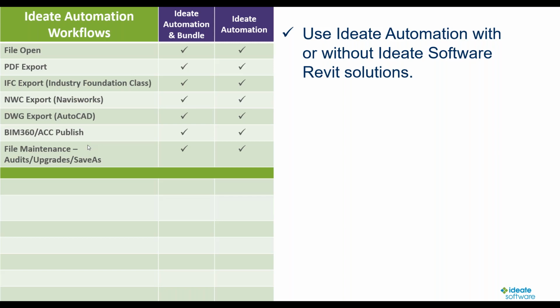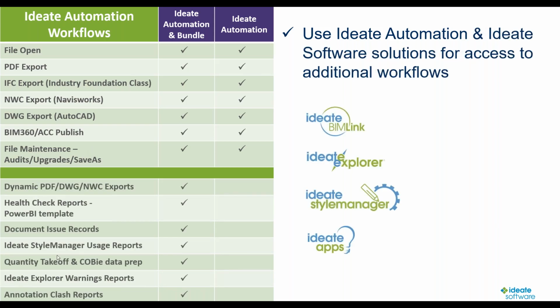And then these tasks below the green line here require our other Ideate software tools. The ones at the top don't need any of our other solutions. You can use automation to do all of this stuff. But if you're looking to extract data about styles or look at the Revit warnings, then you need one or other of our Ideate software solutions to complete some of those tasks.